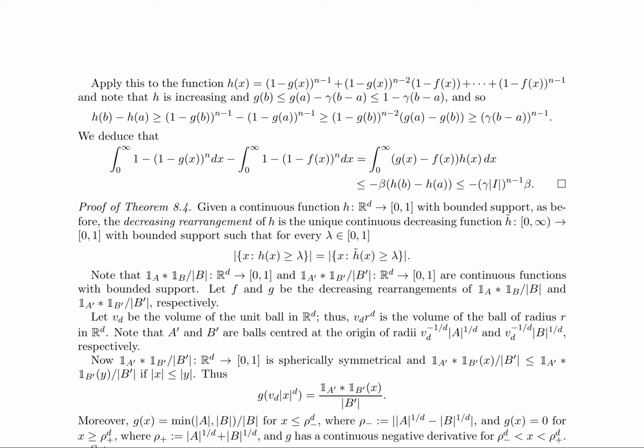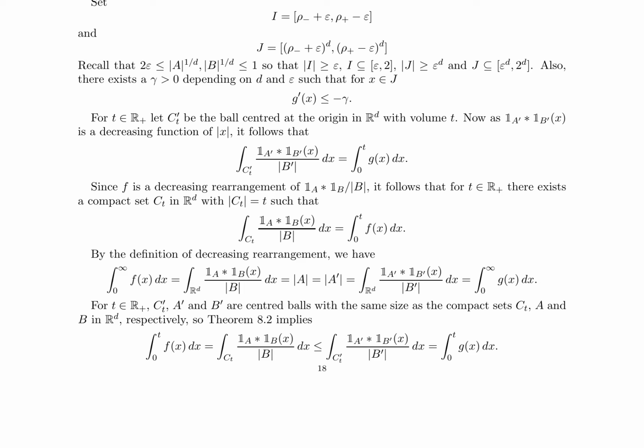In the proof of Theorem 8.4, the authors consider a continuous function h: ρ → [0, 1] with bounded support and its decreasing rearrangement h*: [0, ∞) → [0, 1]. They define f and g as the decreasing rearrangements of A* ⊕ B and A* ⊕ B respectively. Notably, A* ⊕ B, ρ → [0, 1], is spherically symmetrical and has a decreasing property, allowing the definition of g(x) as a function of V_d x^d.